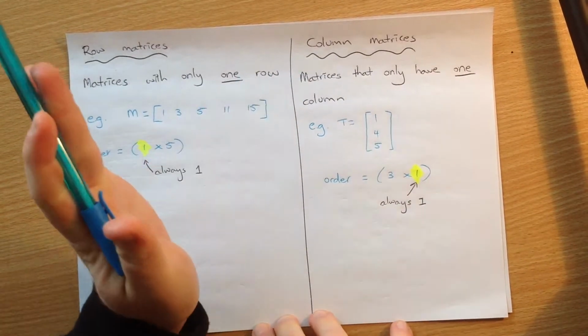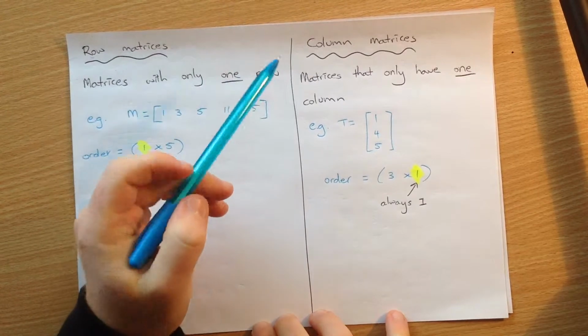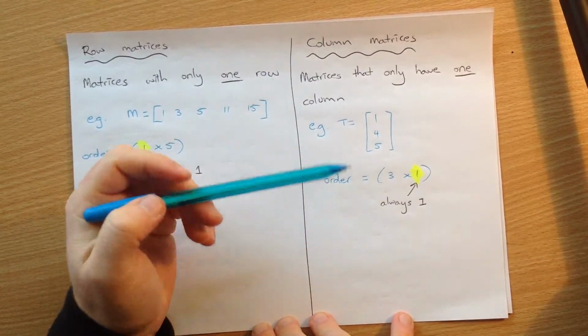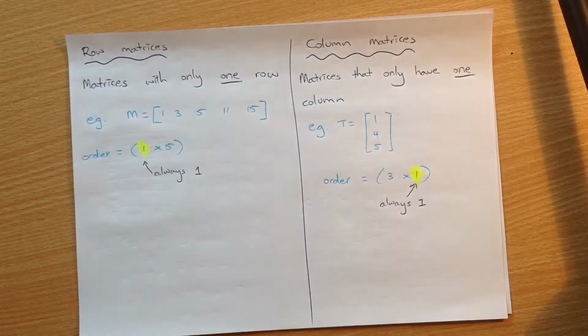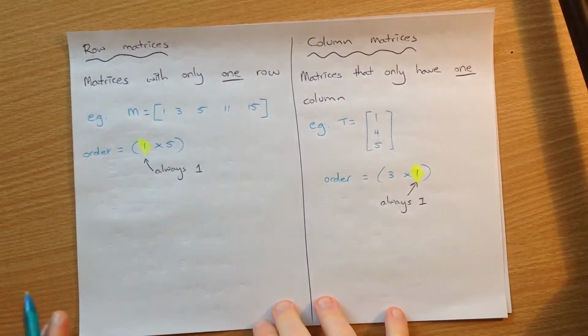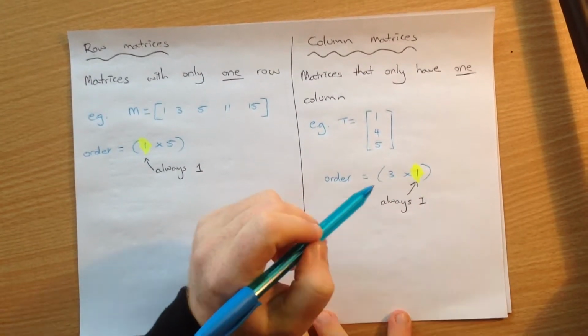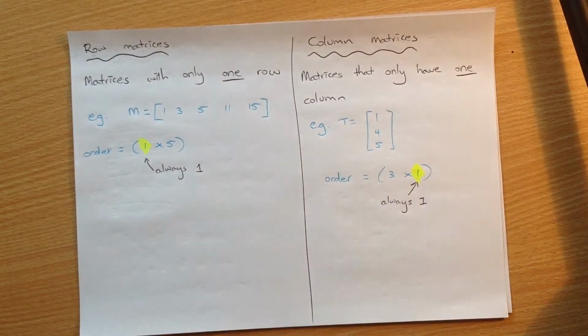Same with the column matrix, pretty much exactly the same thing, only here we have a column. So a matrix that only has one column is a column matrix. I've called this one T, because that sounded like a fun idea. It's got one column, and it happens to have 3 rows. So the order is 3 by 1. So this will always be 1 in a column matrix, and this will change. Could be 4, 5, 1, 2, whatever.